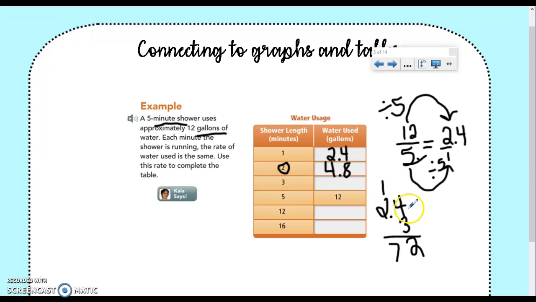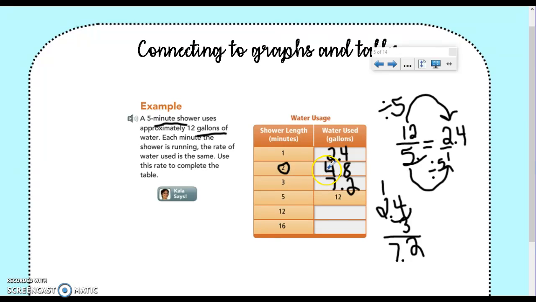Okay, how many times do I need to cha-cha slide with my decimal? And the answer should be just once. So I will get 7.2, or 7 2/10. Okay, 5 was our given. All right, now we need to do 12. So how can we figure out how much water is used if someone takes a 12-minute shower?